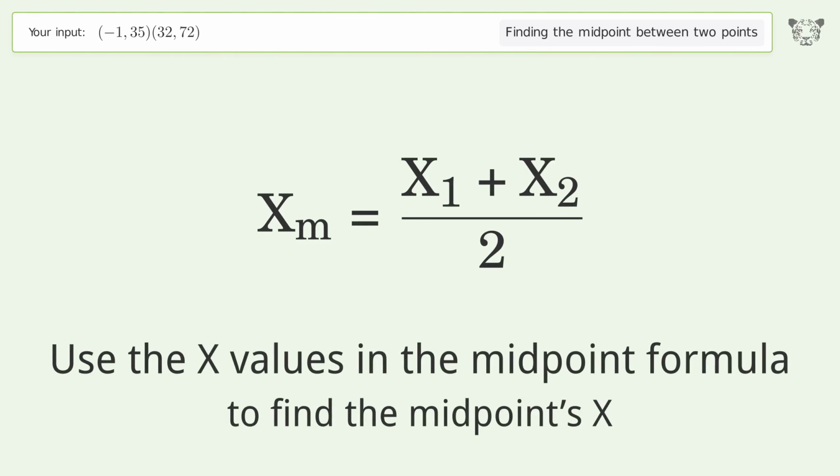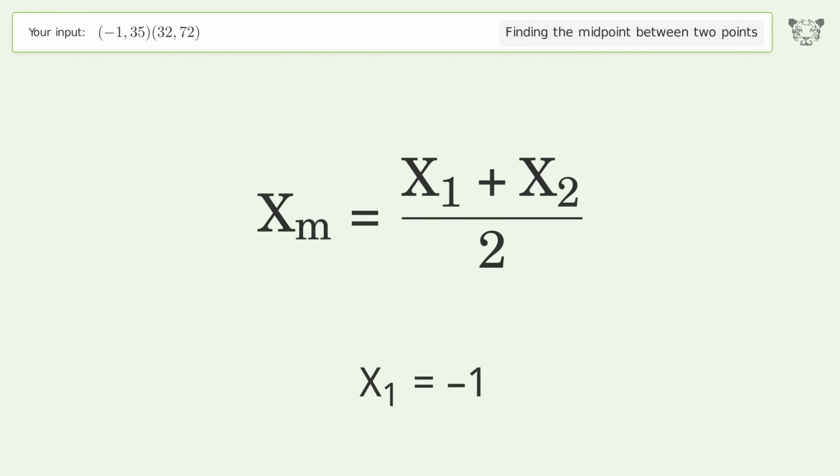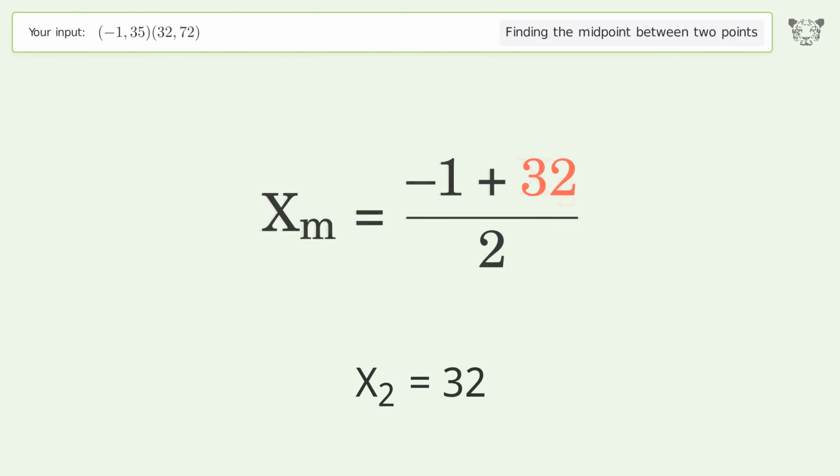Use the x values in the midpoint formula to find the midpoints x. x1 equals -1. x2 equals 32. Simplify the arithmetic.